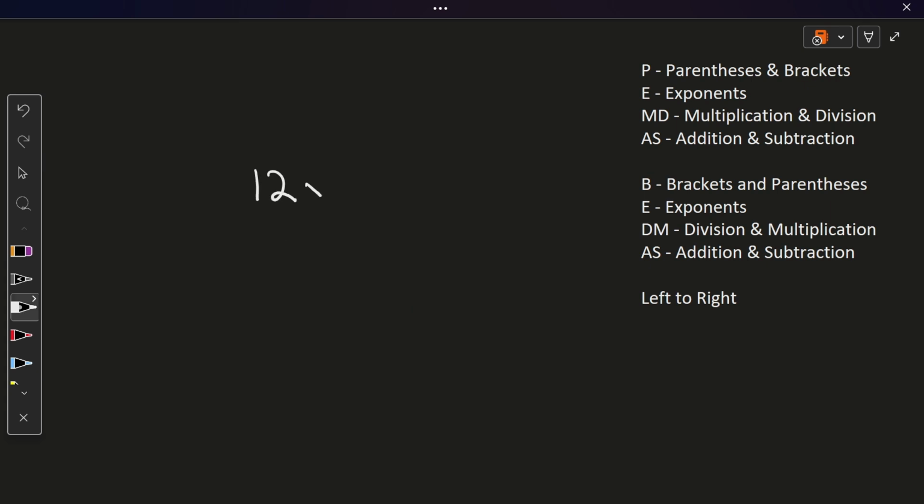Let's try another example. What is 12 times 6 divided by 3 times 2? From here on out, I'll be using PEMDAS. The first thing we need to check for is parentheses and brackets. We have none. There are also no exponents in our equation. The next thing we have to check is for multiplication and division operators. And so as you'll see, we have 1, 2, 3 multiplication or division operators.